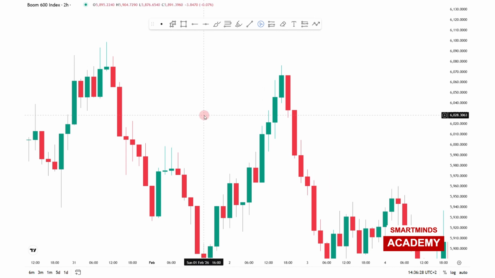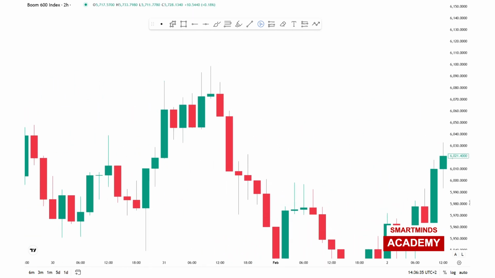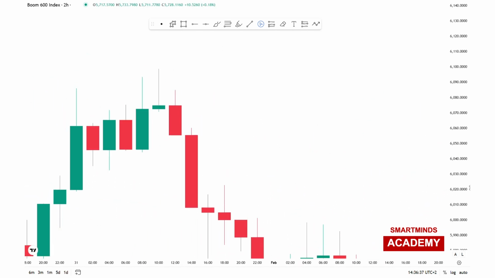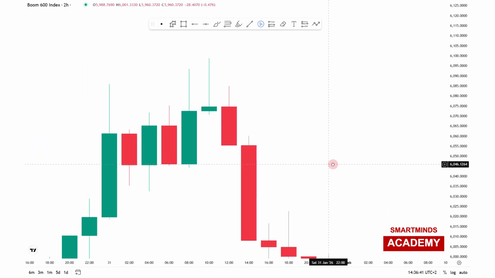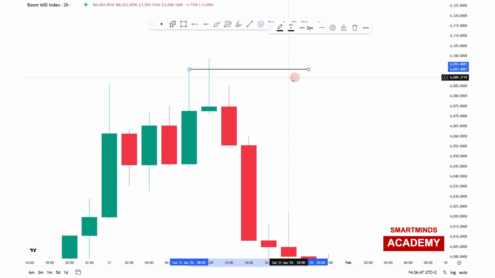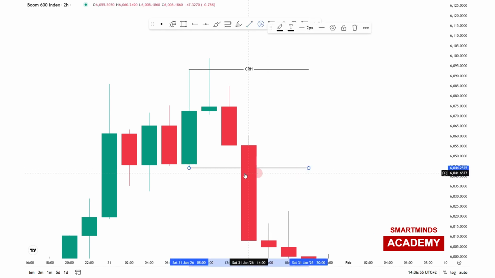So erase all, remove all drawings. The first thing that you need to see, you should have your range candlestick. Your range candlestick should be surrounded by two other candlesticks. The first one should be your range high, which is going to give you your range. This is your CRH, followed by a range low, your CRL.